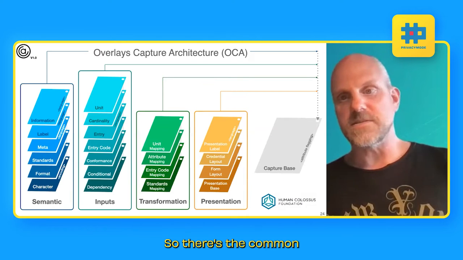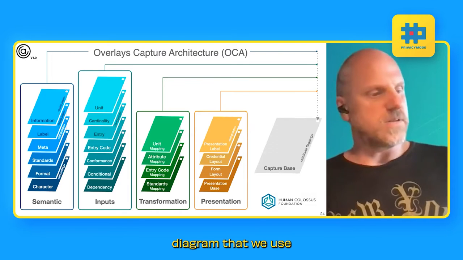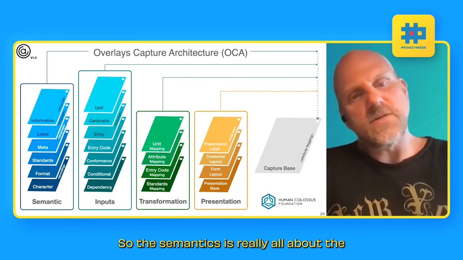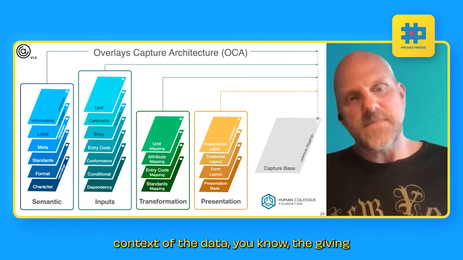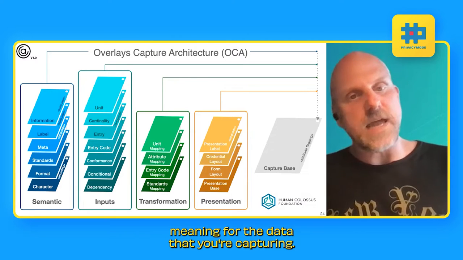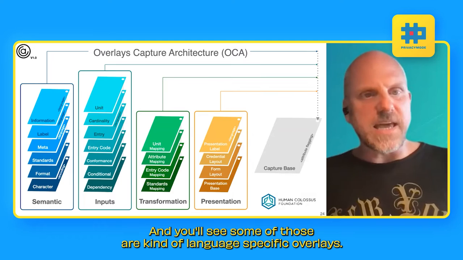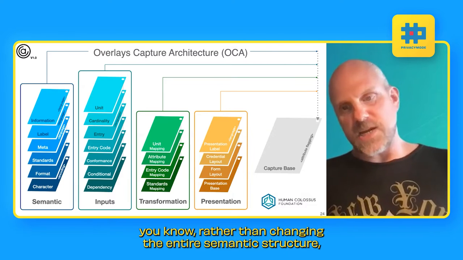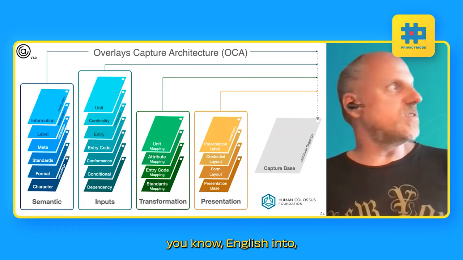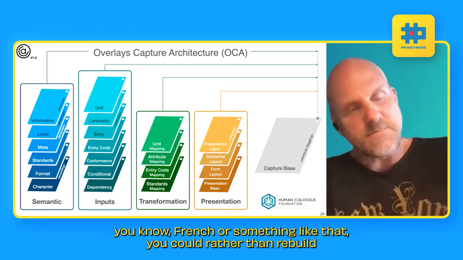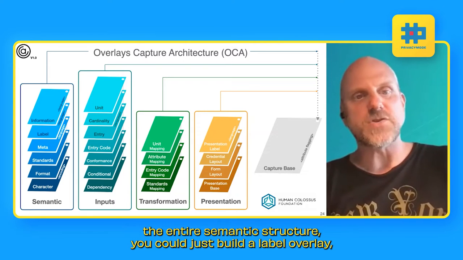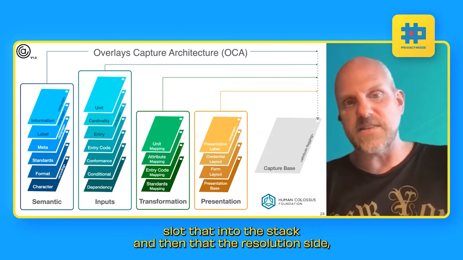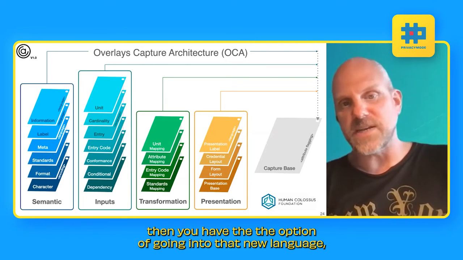So there's the common diagram that we use, and I can go into a little more information here about some of these boxes. The semantics is really all about the context of the data, giving meaning to the data that you're capturing. You'll see some of those are language specific overlays. So rather than changing the entire semantic structure, if you wanted to change the labels from English into French or something like that, you could, rather than rebuild the entire semantic structure, just build a label overlay in the new language, slot that into the stack, and then at the resolution side, you have the option of going into that new language.